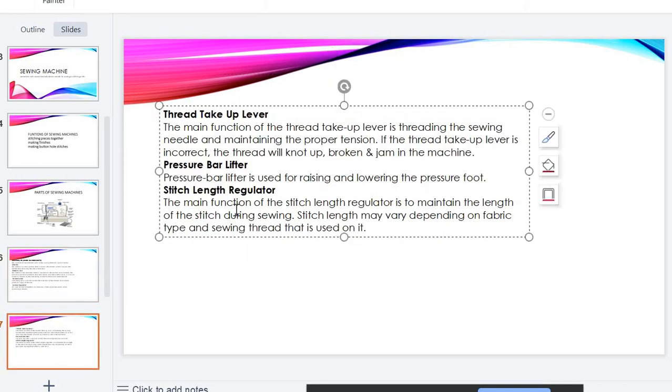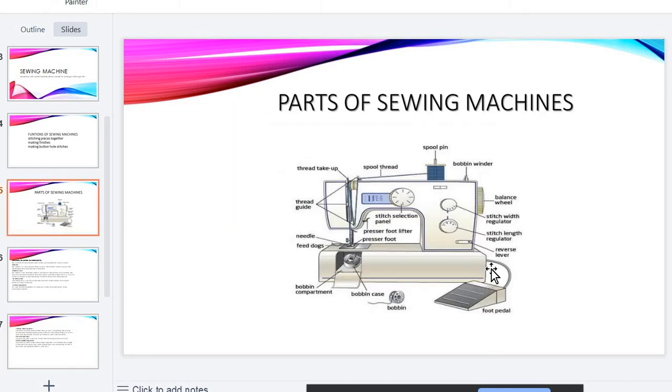We also have the thread take up lever that is used in threading, and it is used to maintain the tension of the thread. Then we have the pressure bar lifter. It is used for raising and lowering the pressure foot. It is on this part around the machine. Sometimes it is around here.